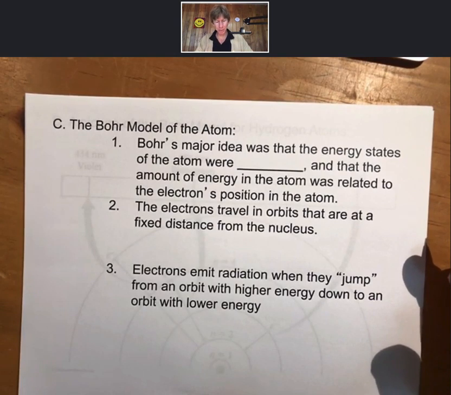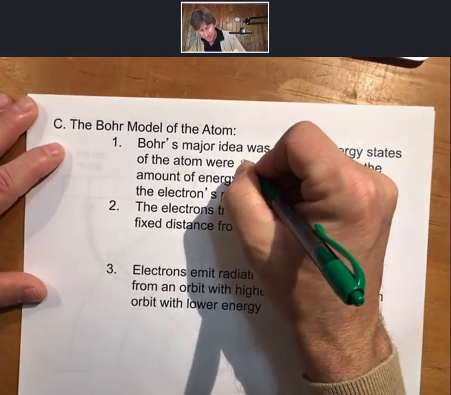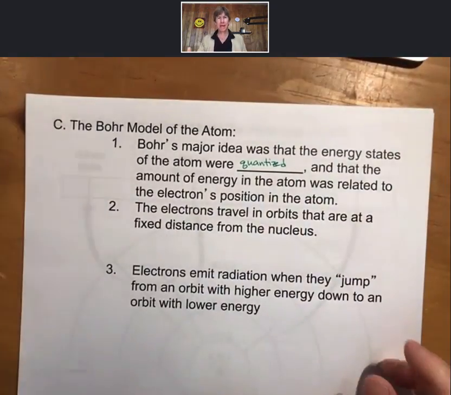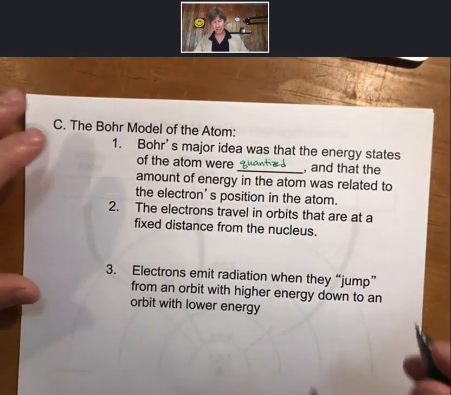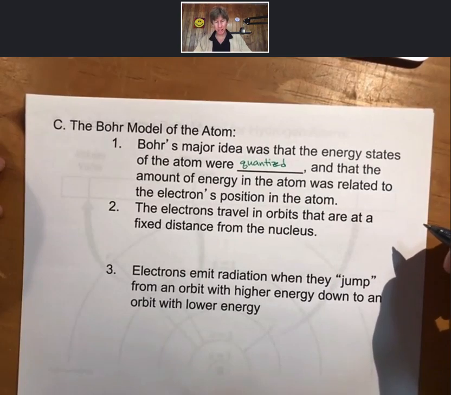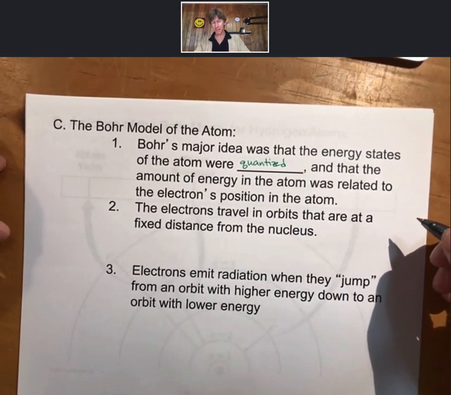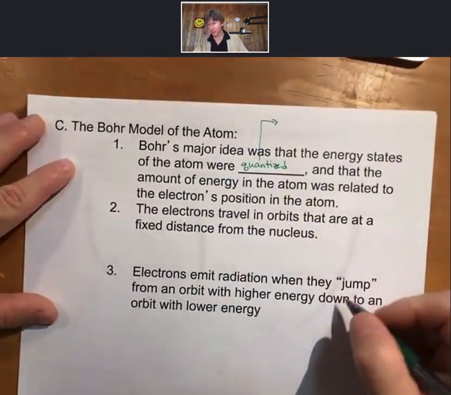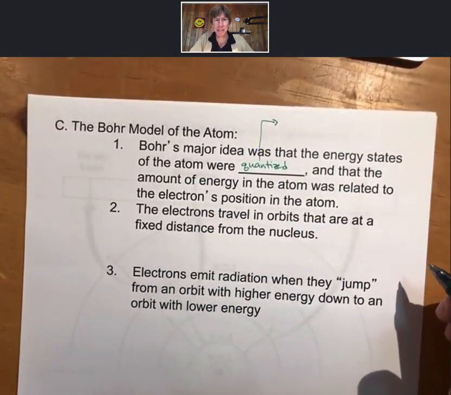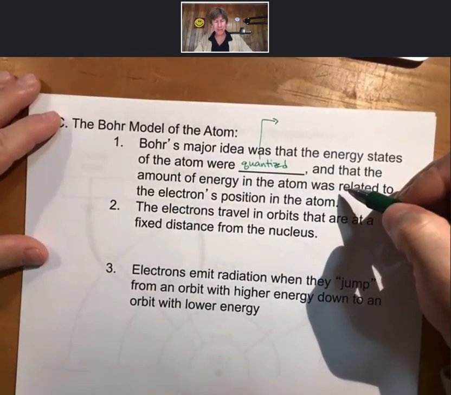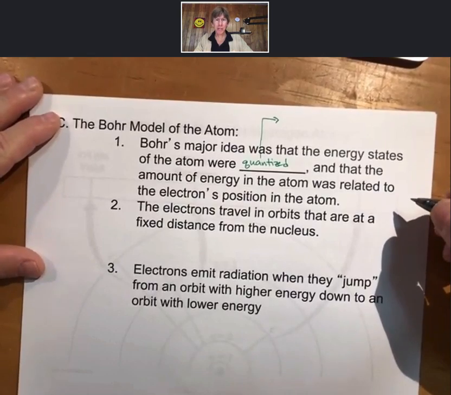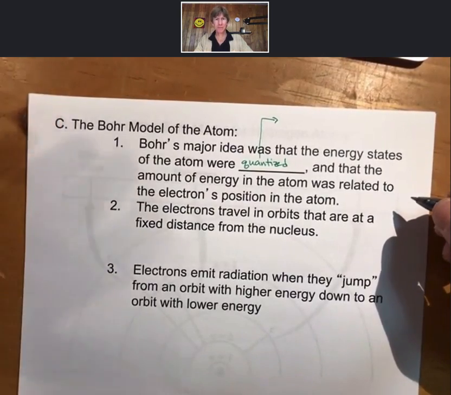So Bohr's major idea was that the energy states of the atom were quantized. Hence the name quantum mechanics. And that the amount of energy in the atom was related to the electron's position in the atom. And so a few words about quantized and what it means. Quantized means that, in this case for the energy, the energy of the atom can only have specific values.